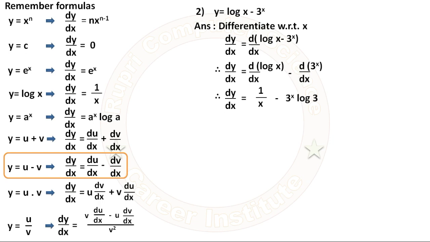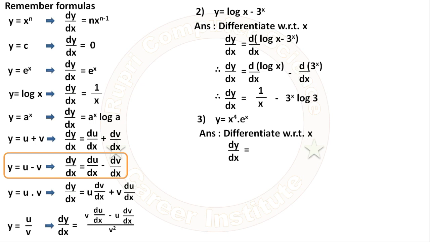Now, next, question number 3. y is equal to x raised to 4 into e raised to x. Answer, now we are solving the answer. Differentiate with respect to x. Dy upon dx is equal to d upon dx of x raised to 4 into e raised to x.